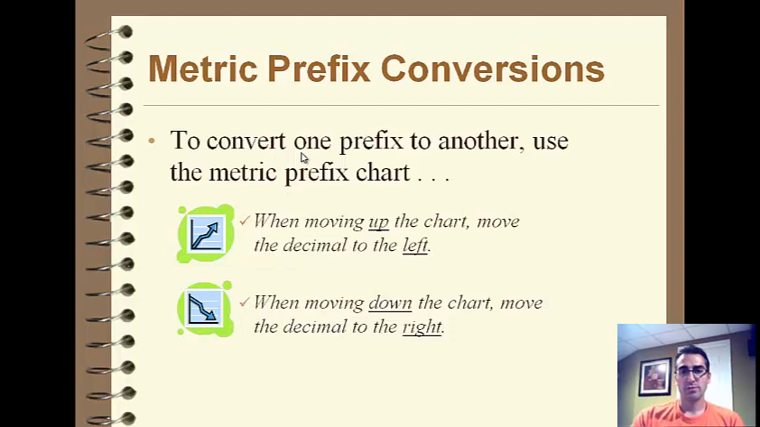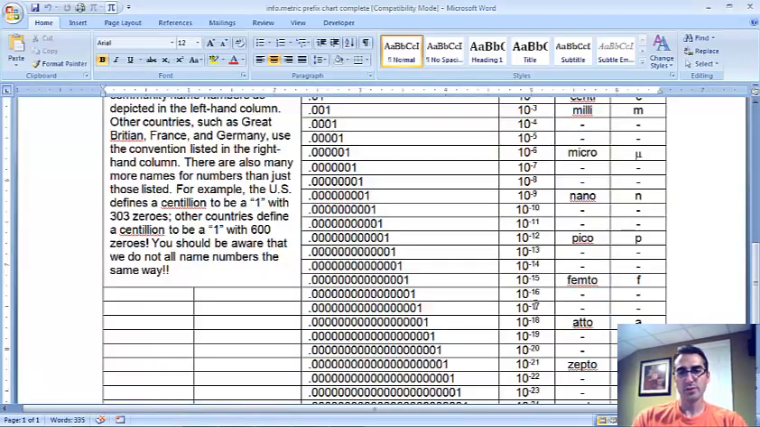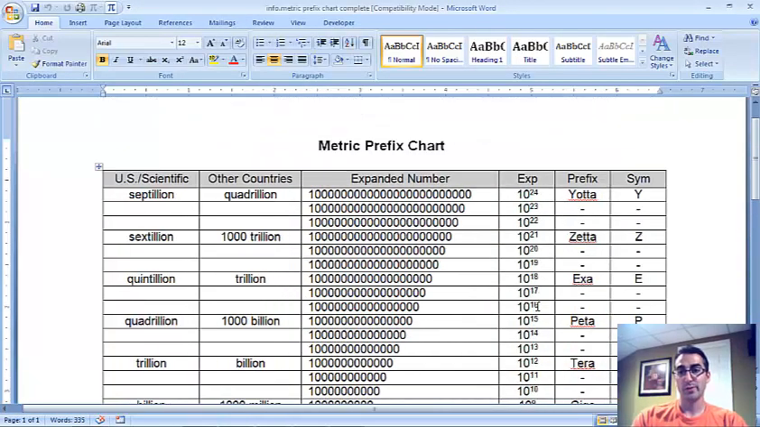And so to convert from one prefix to another, I've provided a prefix chart, and the prefix chart shows you how you have to move the decimal point in order to get to the unit you want. And so I emailed this to you, or maybe I will email it to you.